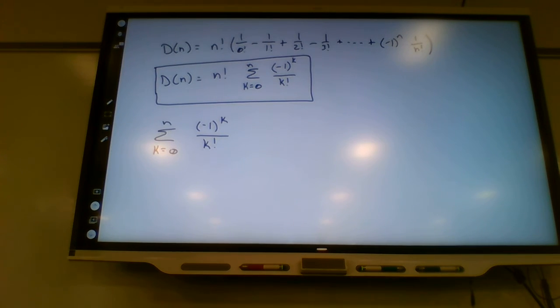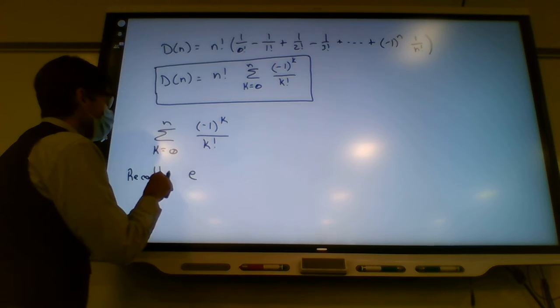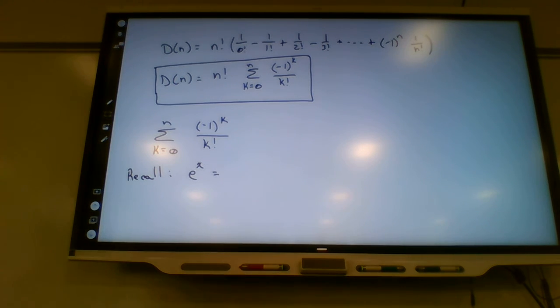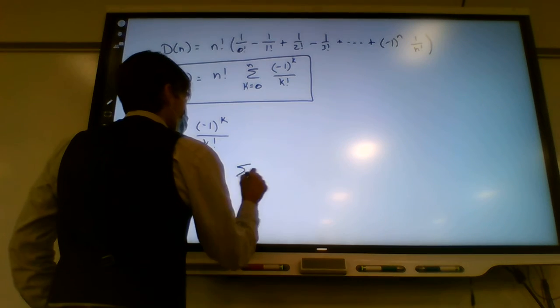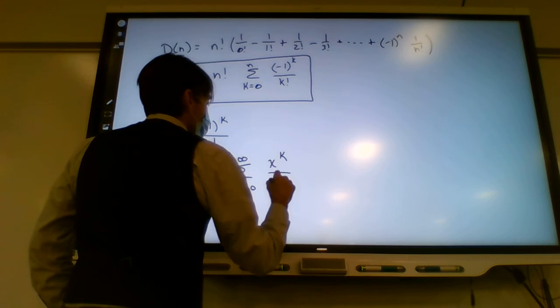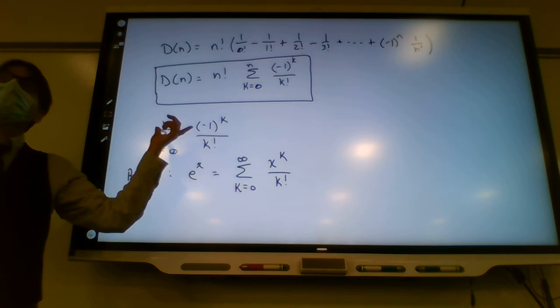All right. You saw a particular series at one point. You saw a series expansion for e to the x, and I'm sure you all have it right on the tip of your tongue. You know exactly what that series expansion was. That series expansion looks like this. That looks very similar to what we have right here.